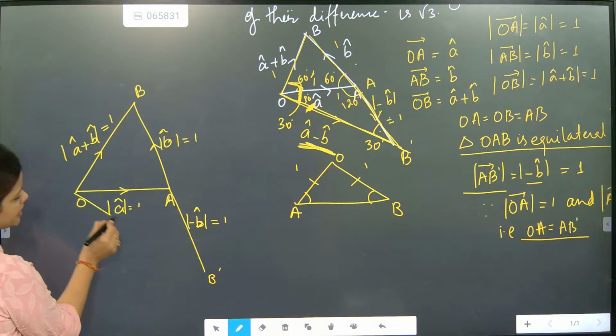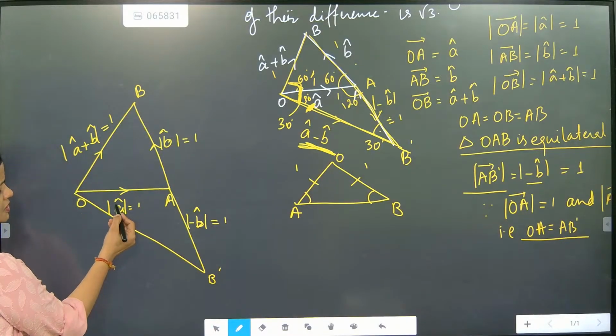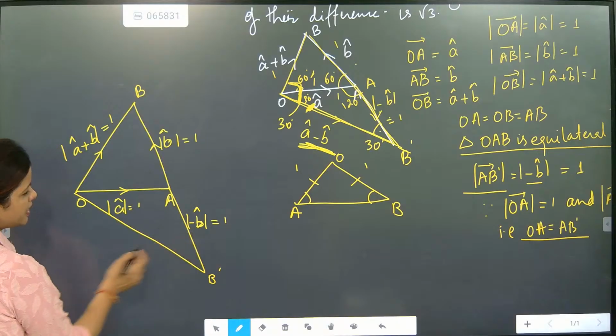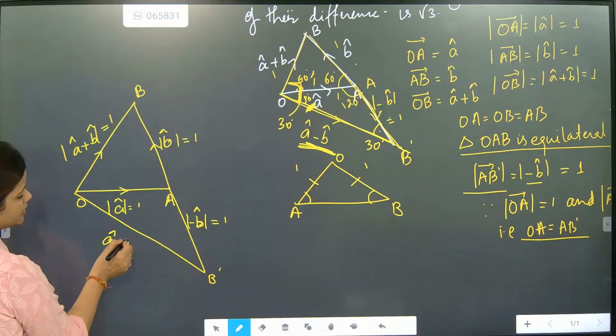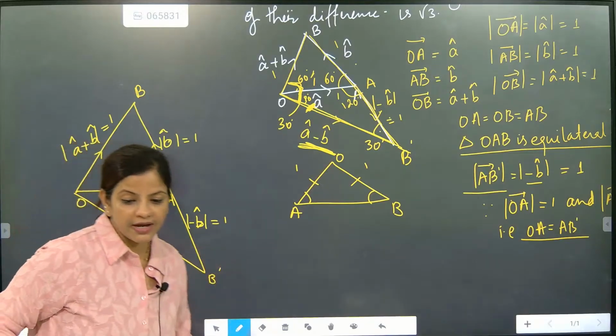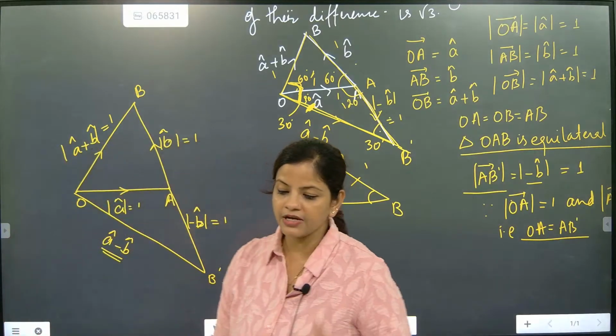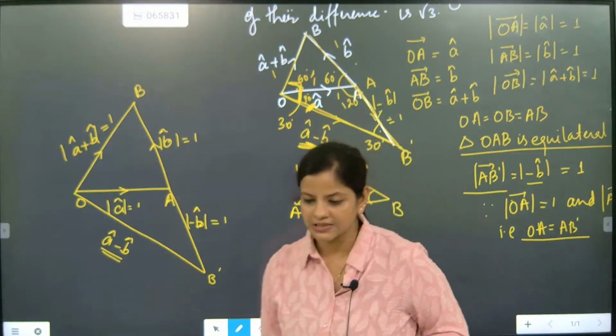Now they are asking about the difference of this. If this is A cap and this is minus B cap, what is the difference of these? The difference will become A cap minus B cap. They are asking what is the magnitude of A cap minus B cap. This is actually what they are asking from you.